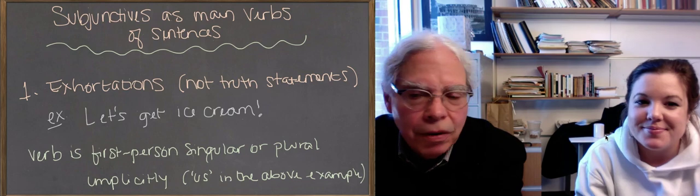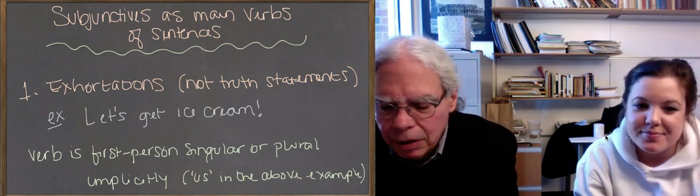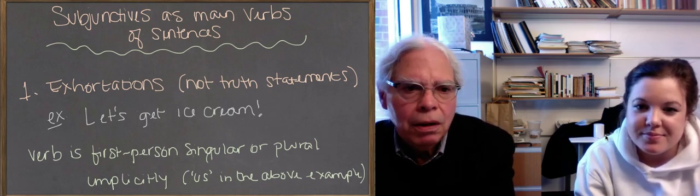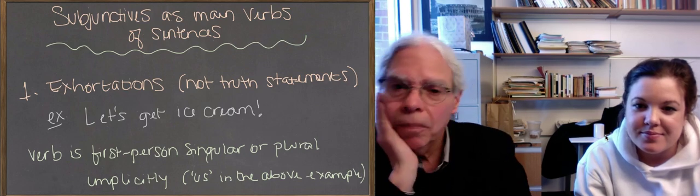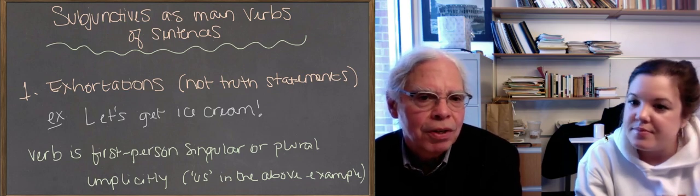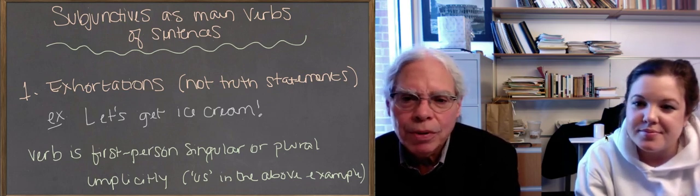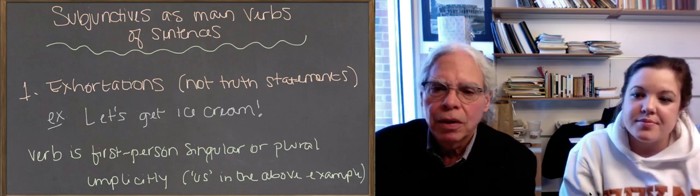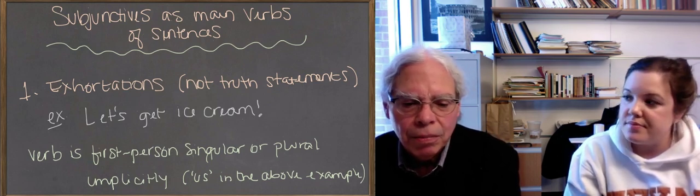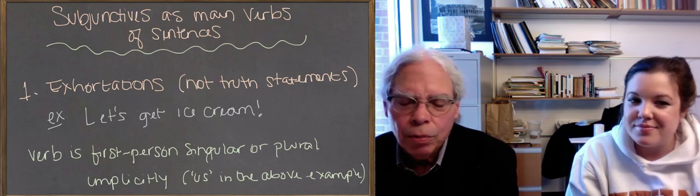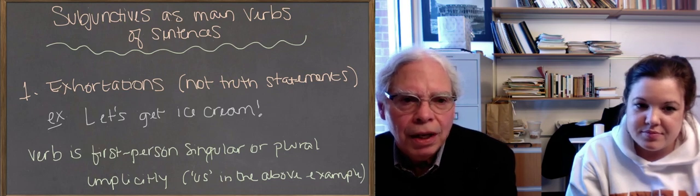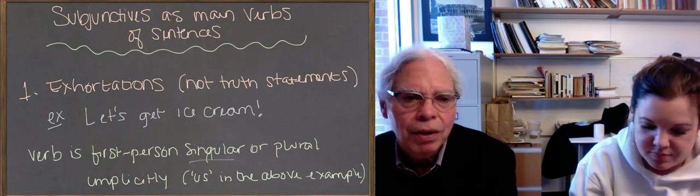This is still Unit 6 of Hansen and Quinn. We're talking about subjunctives that can be main verbs of sentences, and there are three kinds of sentences in which this works. The first type are what the book calls hortatory, which is the same word as exhortation in English. When you exhort somebody to do something, in this case it's you, the speaker, and someone else, or it can just be you yourself. In other words, the verb is going to be first person singular or plural in the subjunctive. It's let's go get ice cream. Let us get ice cream is what's going on there.